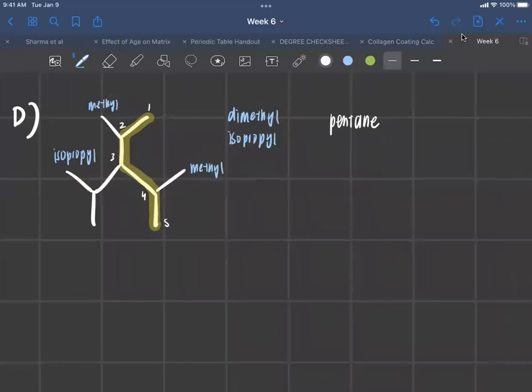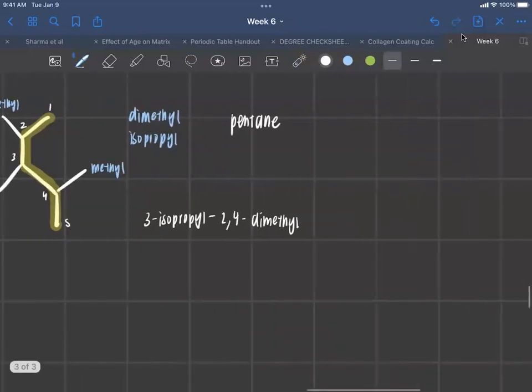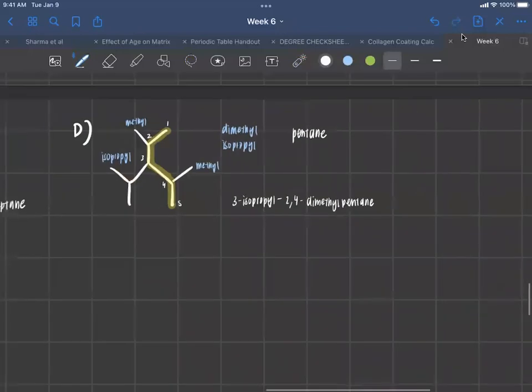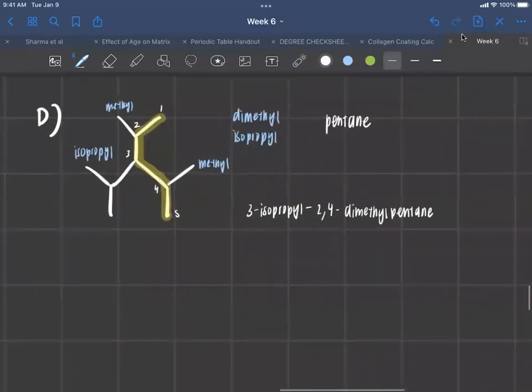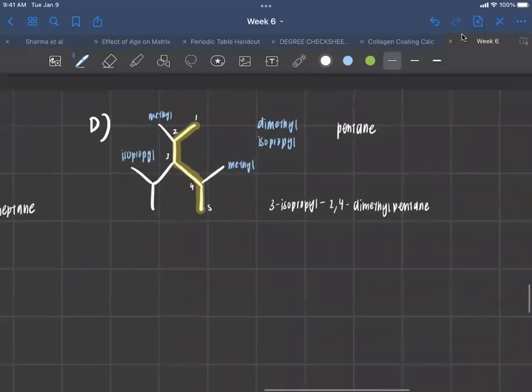Isopropyl is on carbon 3, so 3-isopropyl. Then we have our methyl groups on 2 and 4, so we have a dimethyl group. So 2,4-dimethyl, and then slapping on the parent chain, pentane. So the name of example D is 3-isopropyl-2,4-dimethylpentane.